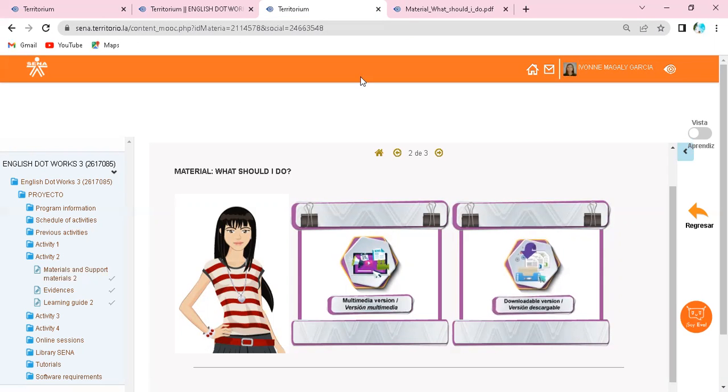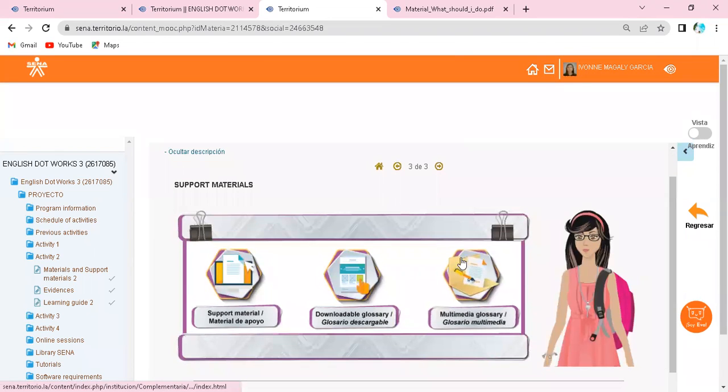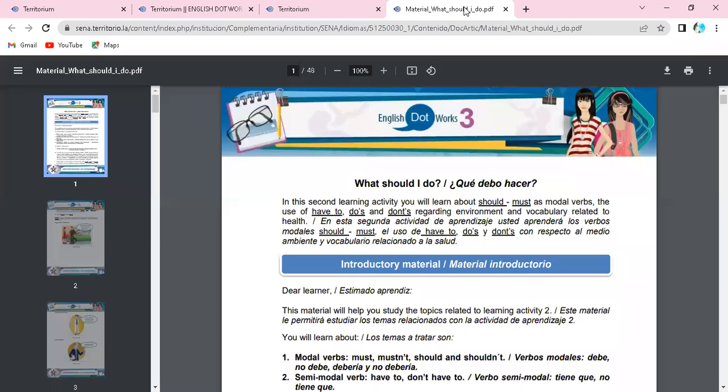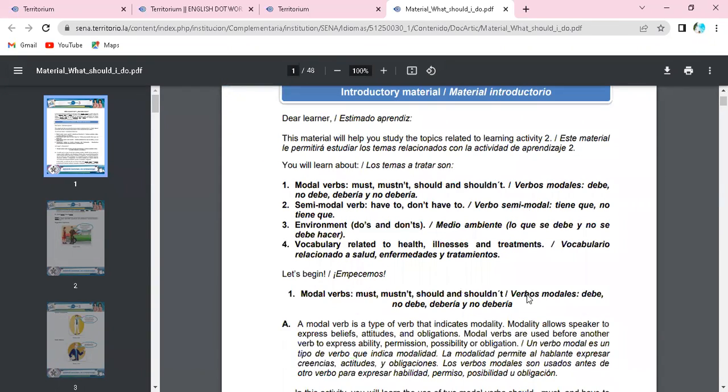I will open this one. Remember that you also got an additional material. Siempre tienen un material adicional. And a glossary. Un glosario and additional material. So here we have what should I do, and what we are going to learn in this material are the modals, modal verbs, must, mustn't, should, shouldn't, the semi-modal verb, have to, don't have to.